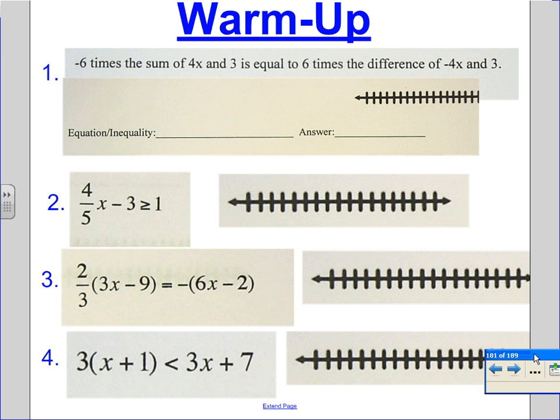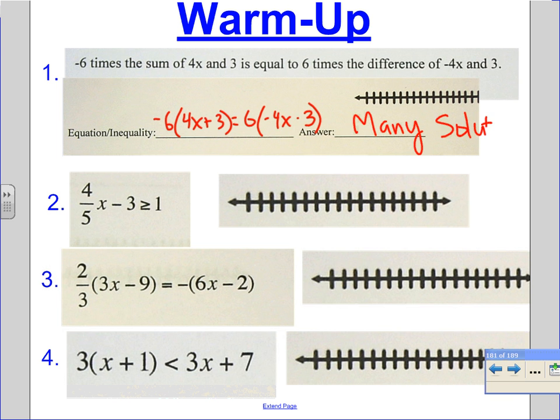All right, so let's go over our warm-up. Okay, number 1, can someone tell us the inequality or equation they used to set this up? Emma H. Good. Awesome. Okay, can someone else tell us what they got for the answer? That's exactly correct. Charles? Good, many solutions.